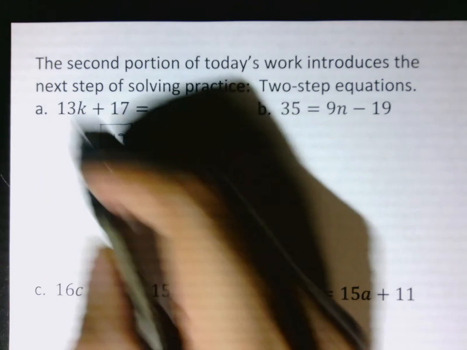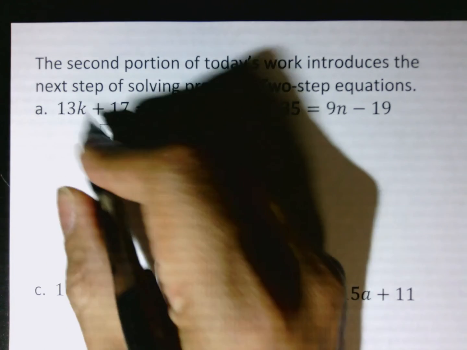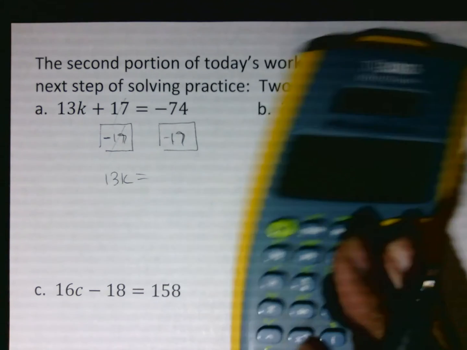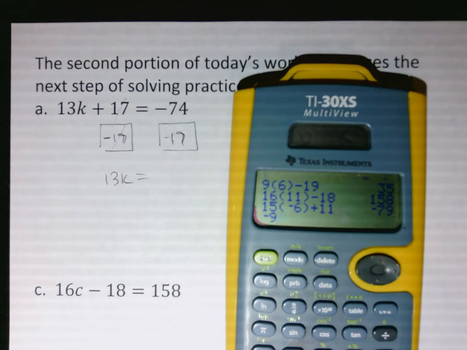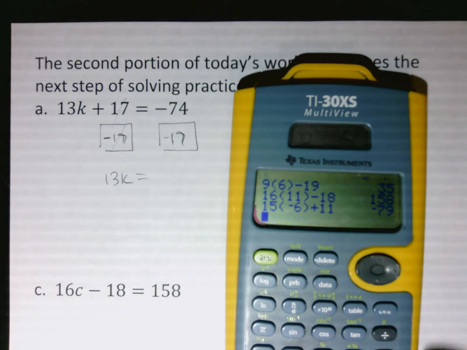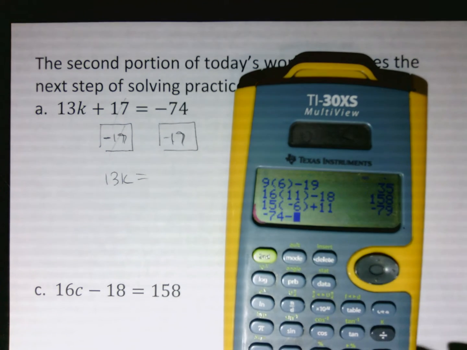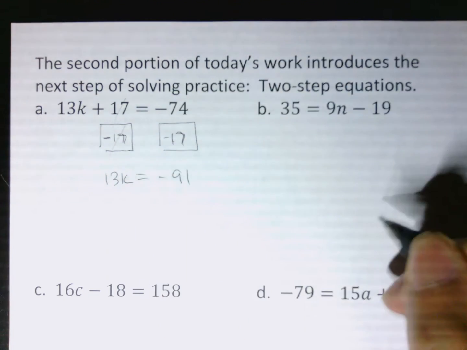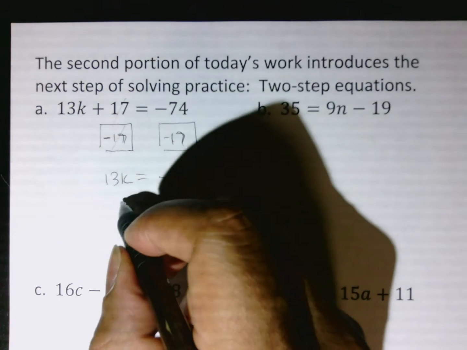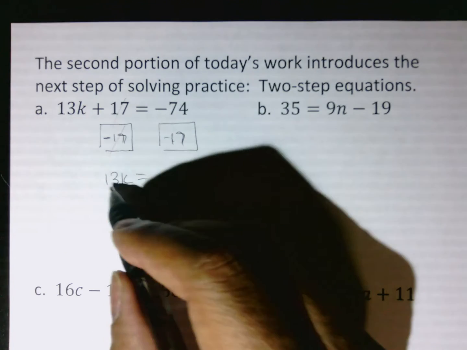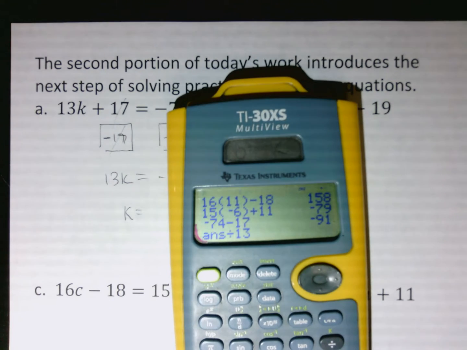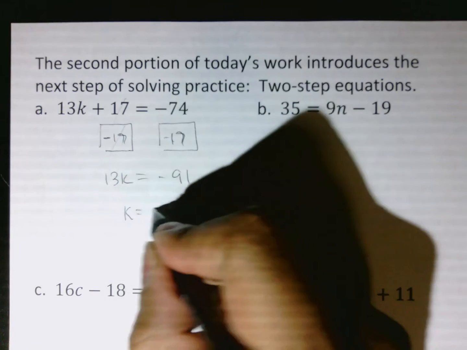Your box below that is where you will bring down your 13k, because that's what's left over after these two things cancel out. And this is why we had to do our calculator work, because you have to be able to do negative 74 minus 17, or however you would do it, to get the answer of negative 91. From there, there's one more box where it will say k equals, and again you will simply divide that by 13, getting the answer of negative 7.